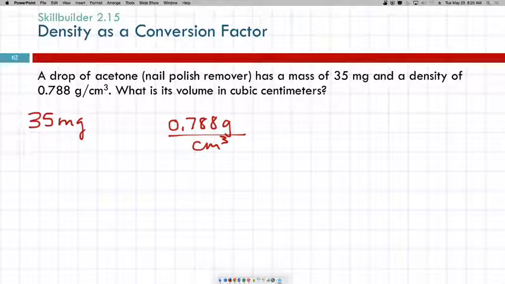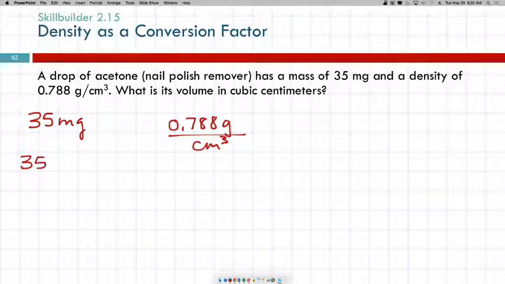So if you struggle with questions like this, one of the dilemmas that you have is, which is the one that I start with? It is almost always the one with a single unit. This is just a single unit, milligram. This has 2 units with a per in there, grams per cubic centimeter. That's almost always going to be your conversion factor. So this is the one we start with.